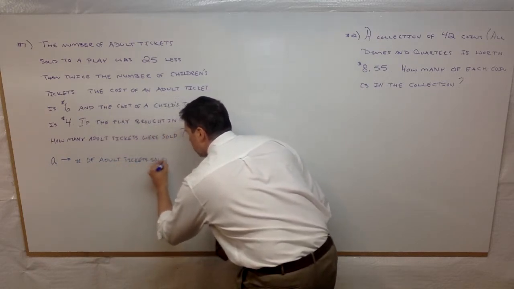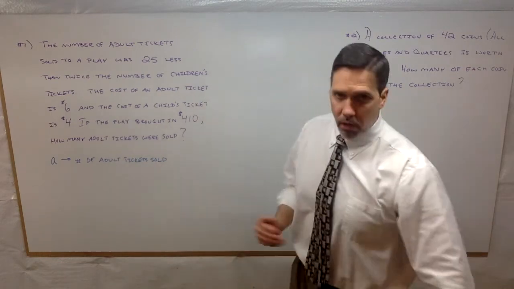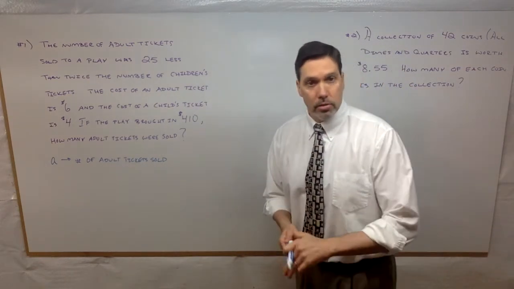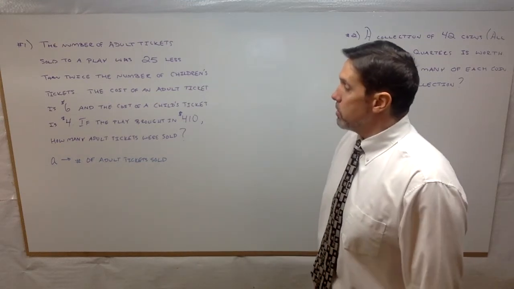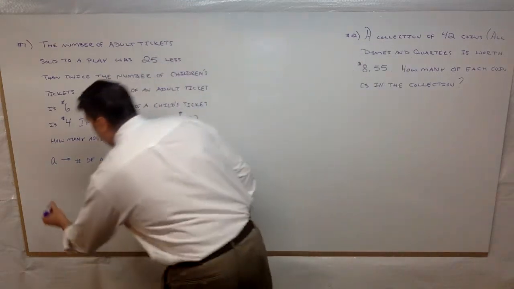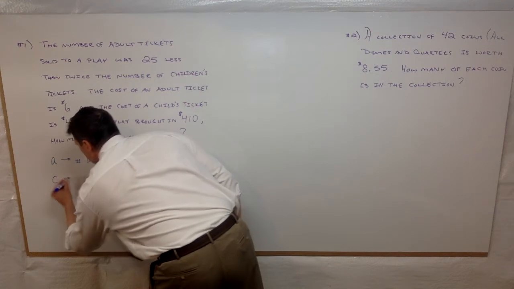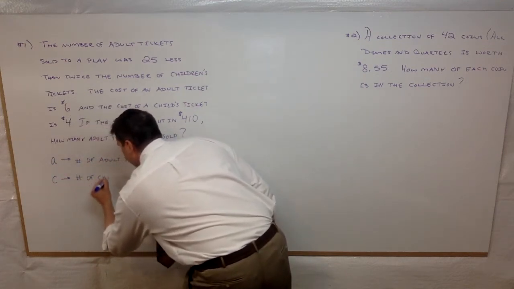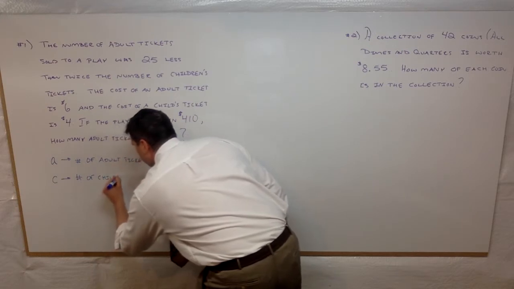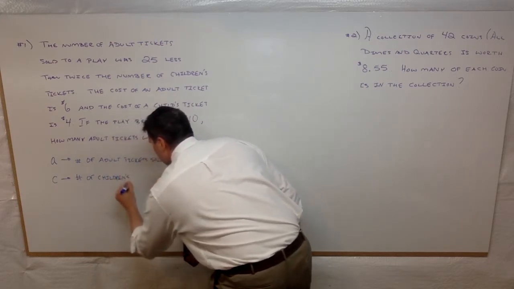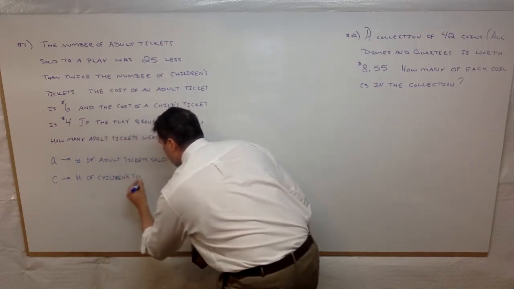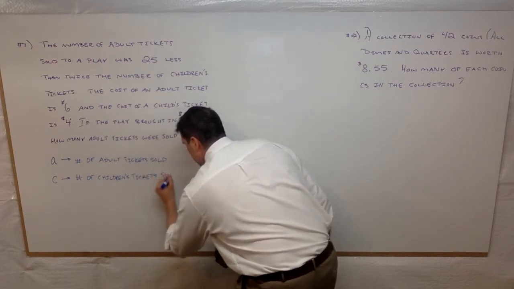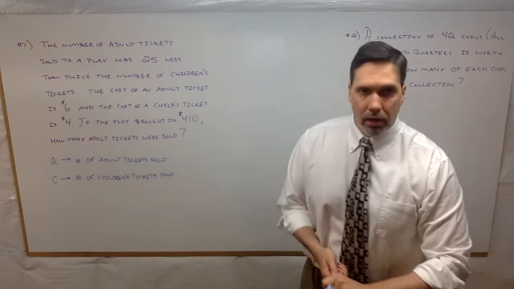What I found over the years is that the more descriptive you are with your variable, what it represents, the easier it becomes to write your equations. So A represents the number of adult tickets sold, and C is the number of children's tickets sold. All right, so we're very clear about what our unknowns are.